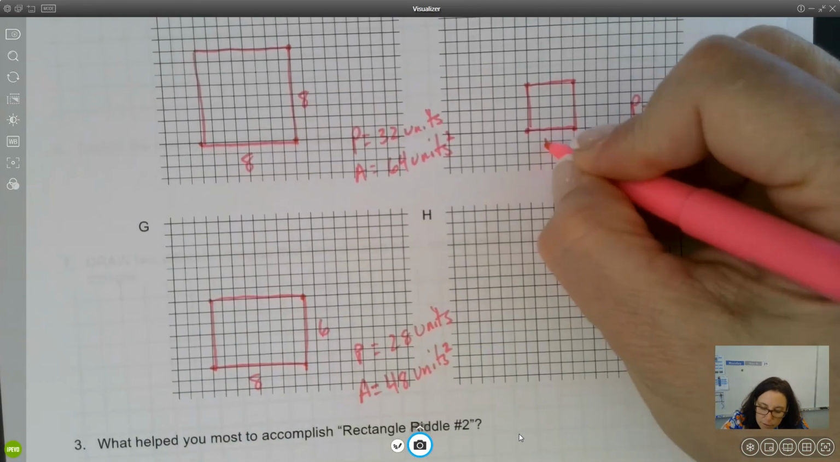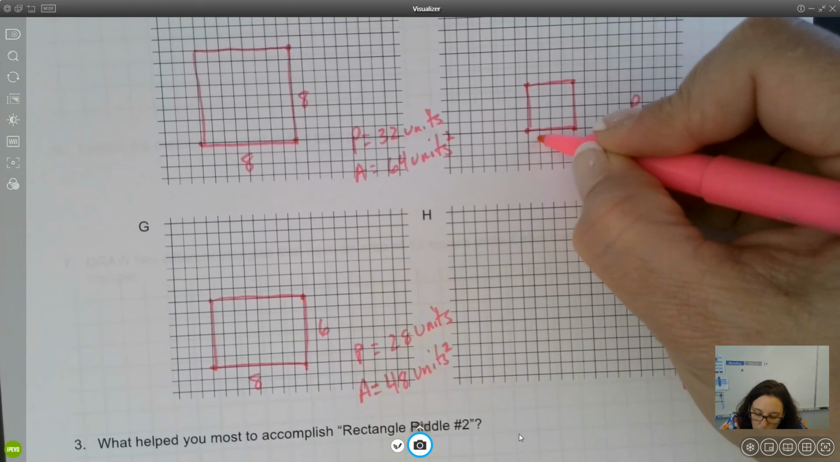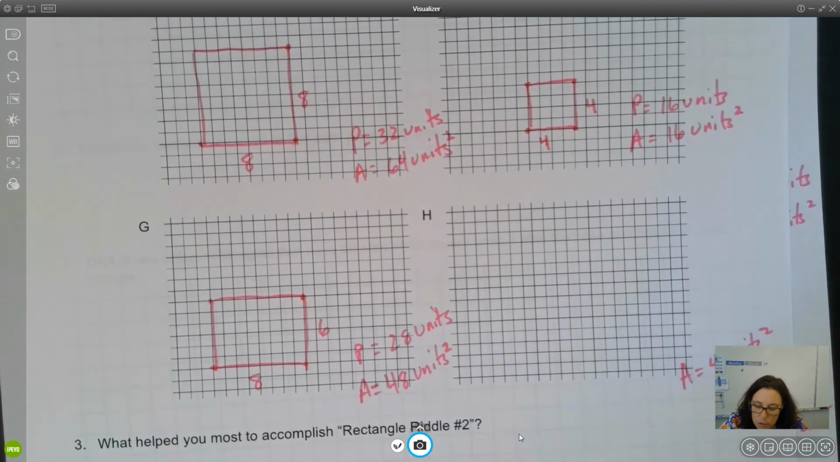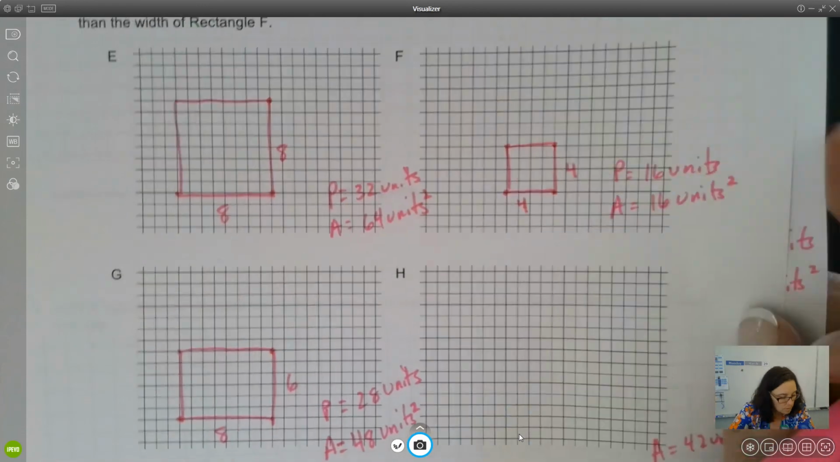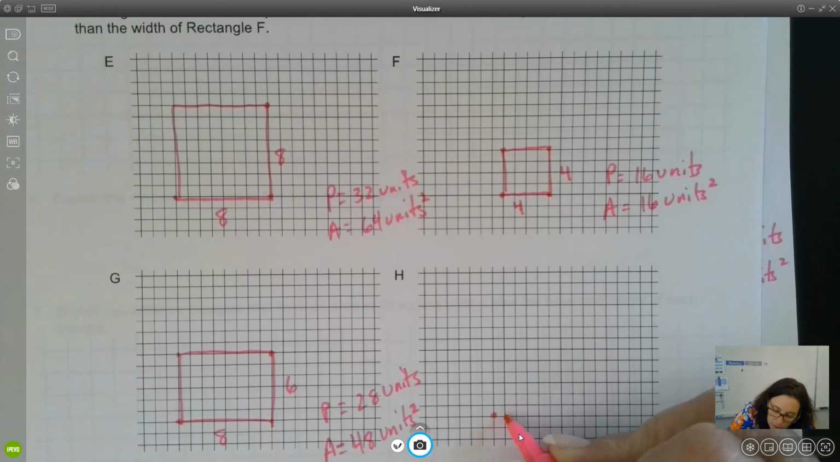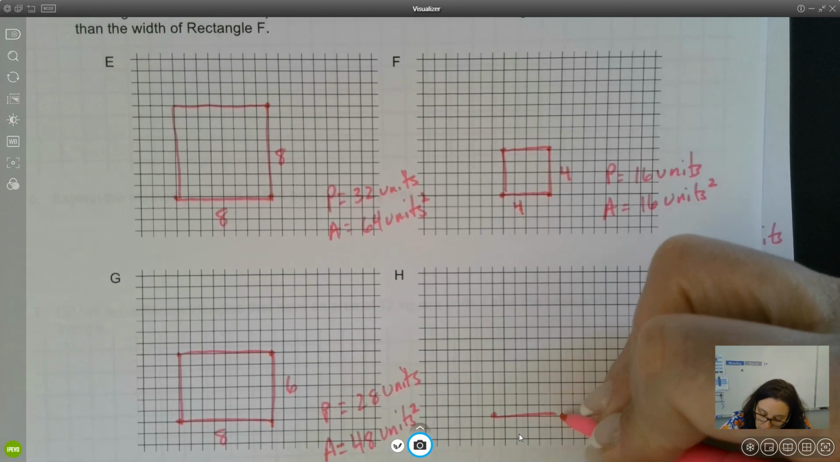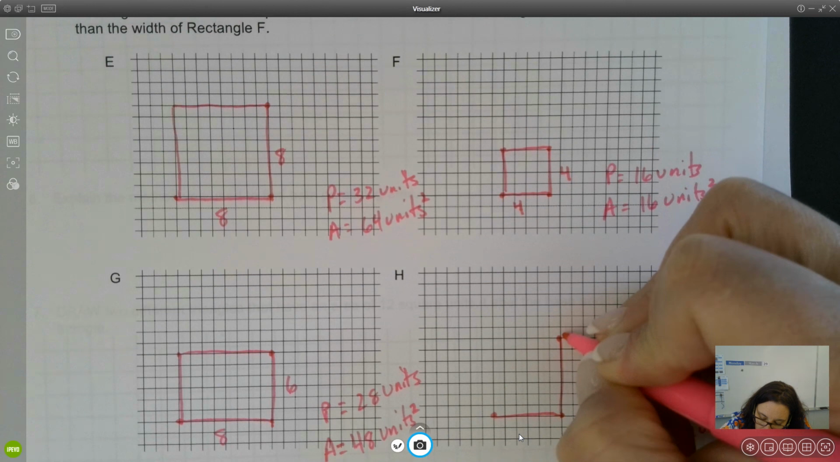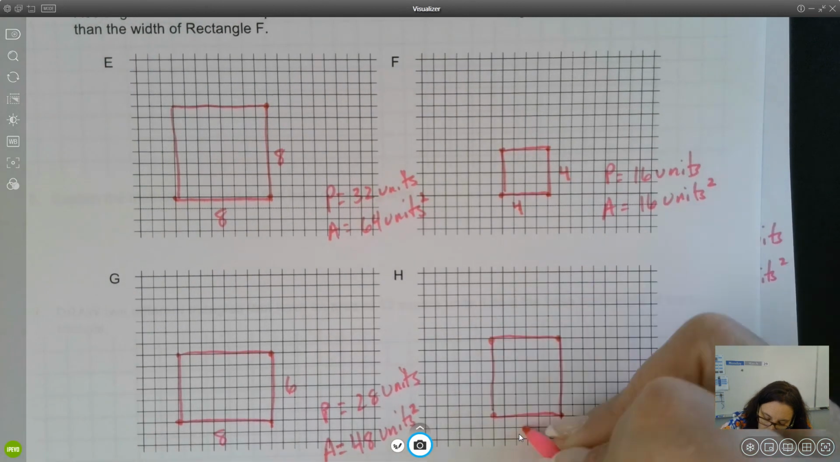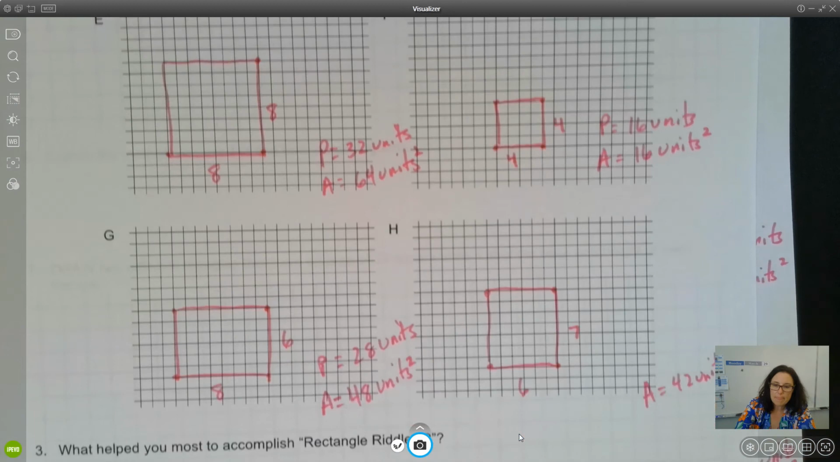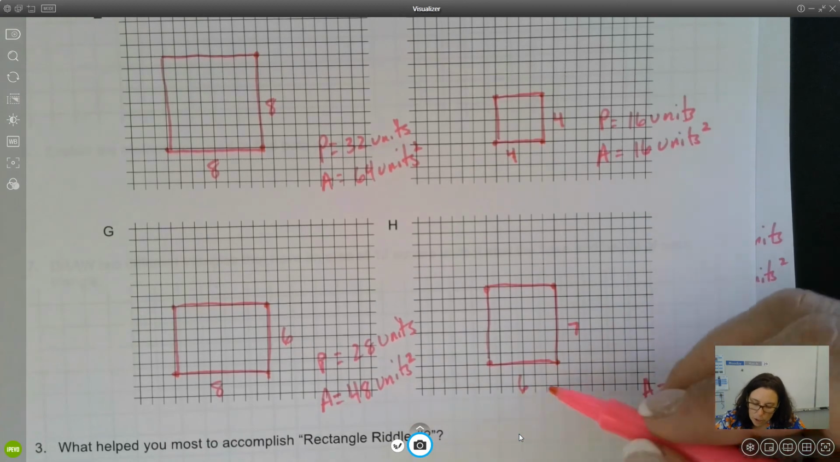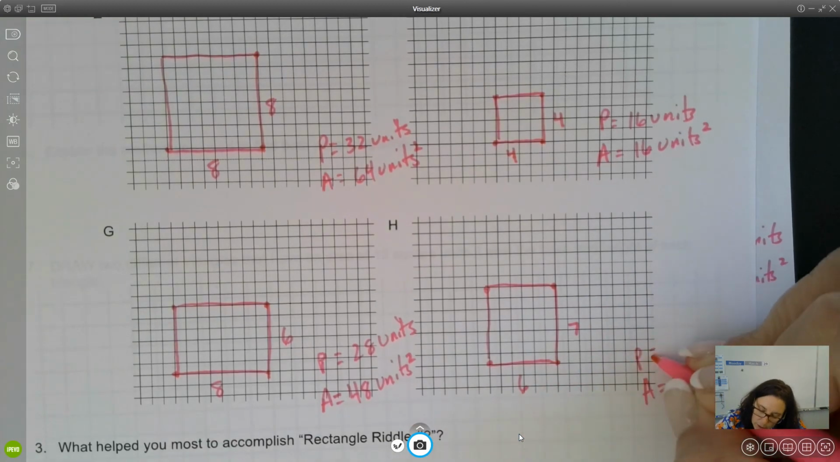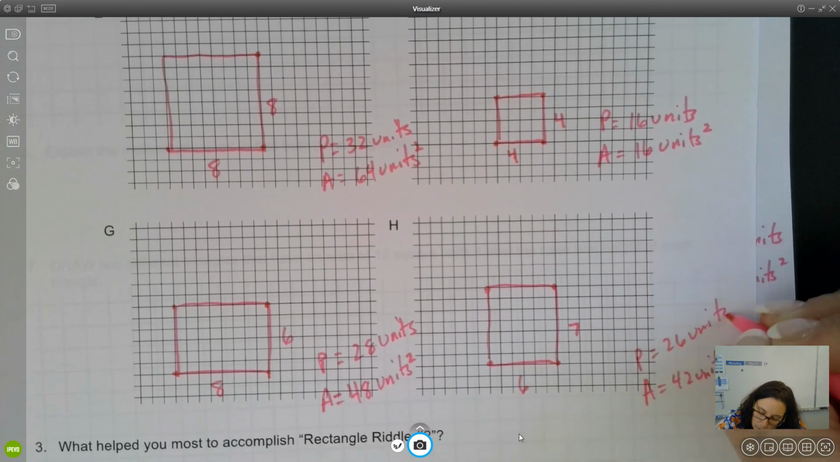So if this was 1, 2, 4, 2 units more would be 6. So we need a 6. 1, 2, 3, 4, 5, 6. Okay, 6 by 7 would give us an area of 42. 1, 2, 3, 4, 5, 6 by 7. All right, so that gives us, let me just finish this one through 26. Perimeter is 26 units.